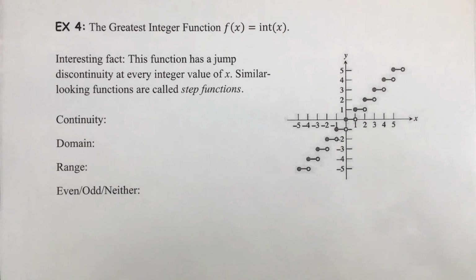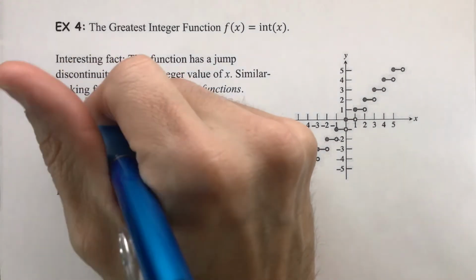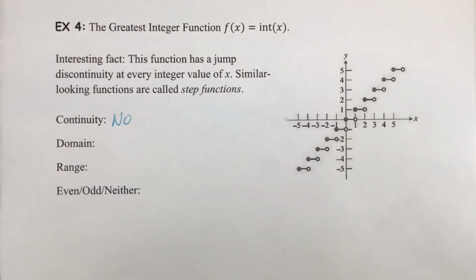The interesting facts I've probably already mentioned: this function has jump discontinuity, and it has jump discontinuity at every integer value of x. Similar looking graphs will be called step functions. Does it have continuity? Absolutely not. It has jump discontinuity between every integer. It has an infinite number of jump discontinuities, which we would also refer to as non-removable.